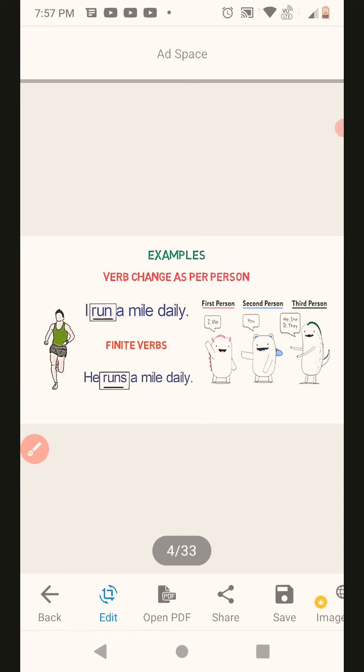Children, here in this slide you can see again, in sentence 1, "I run a mile daily." In sentence 2, "He runs a mile daily." So in sentence 1, it is "I run," and in sentence 2 it is "he runs." So here run and runs change as per the person. For first person we have used "run," and for third person it is "runs." So here the verb changes as per the person. So again this is an example of a finite verb.